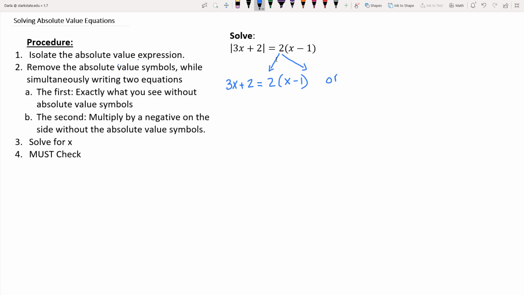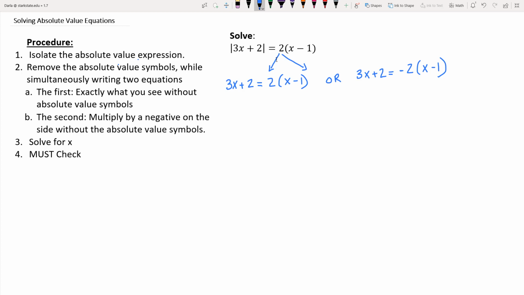Or the second one would be: take whatever was in the absolute value expression, but then go opposite on the other side of the equation. So put a negative multiplier, so negative 2 times that x minus 1. So that's what the absolute value is equivalent to, these two equations.